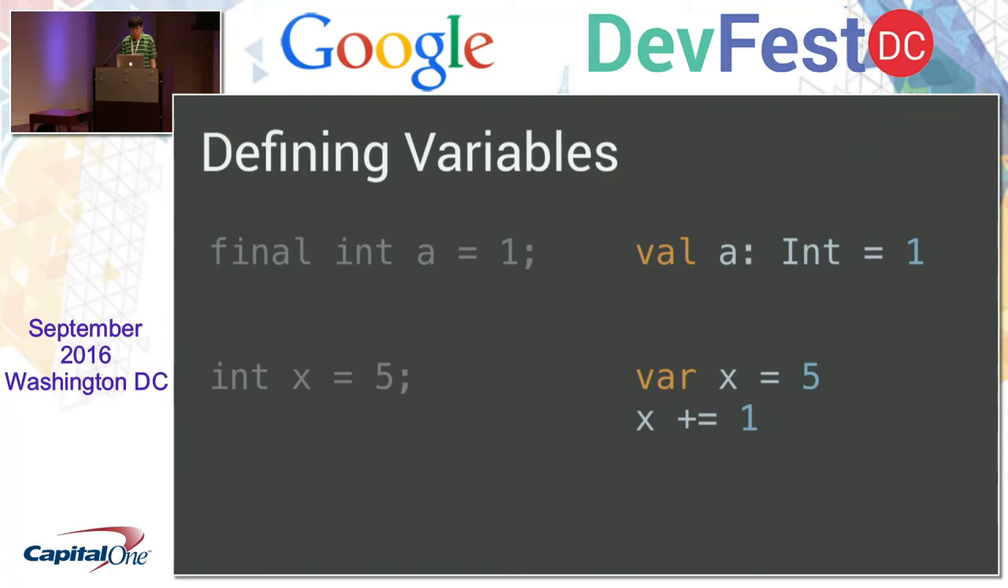The other thing that Kotlin supports is type inference. In this case, we say that A is an integer type. Because Kotlin knows that it's an integer type, we can actually just omit that and just say it's 1. So you don't need to specify.